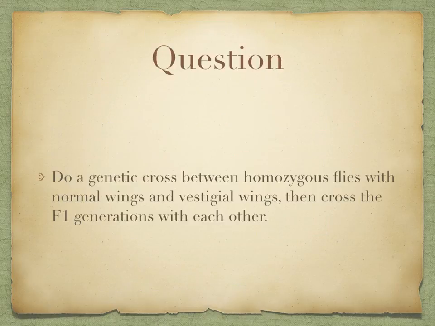Okay, let's do a question. I want to do a genetic cross between homozygous flies with normal wings and vestigial wings, which are small wings. Then we're going to cross the F1 generations with each other. So what's the first step? The first step is to look at a letter representing normal wings and vestigial wings.